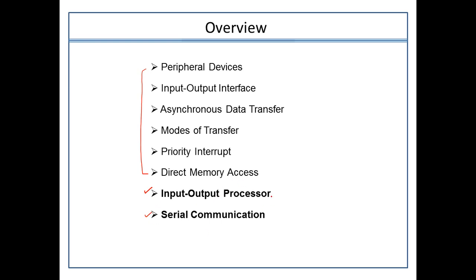I will introduce you to the topic of input output processor and what the functionality of the IOP is within the computer machine. Then later, I will also explain serial communication by taking a suitable example of the communication between the CPU and IOP devices. So let's start understanding these two topics in more detail.